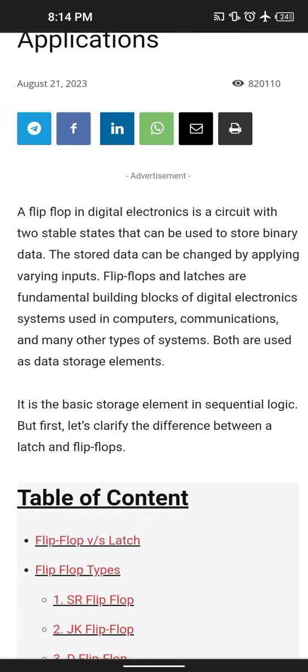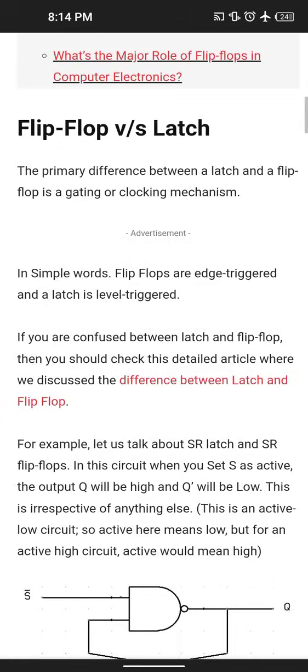Flip-flops and latches are fundamental building blocks of digital electronic systems used in computers, communication, and many other types of systems. Both are used as data storage elements. It is the basic storage element, but first let's clarify the difference between latches and flip-flops.